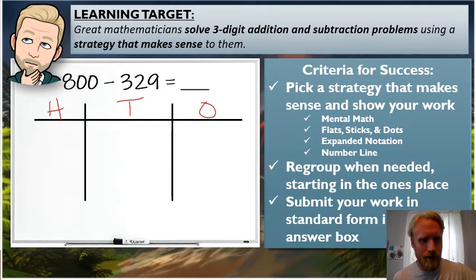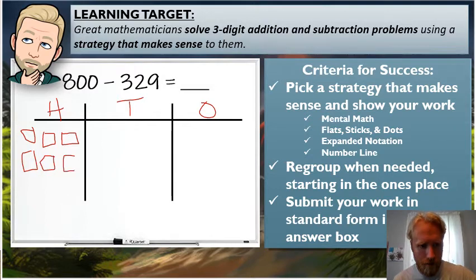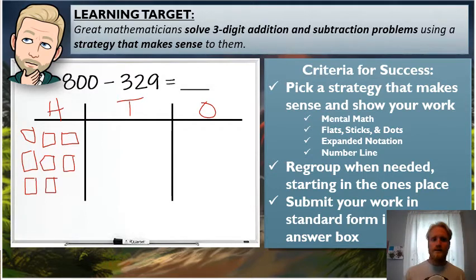Right? Draw 800. So 1, 2, 3, 4, 5, 6, 7, 8. All right, so 800s. So now I'm going to take away 329. And what place value do we start out with when we are subtracting? Yeah, so we start in the ones place. I don't have anything in the ones place. So that means I definitely have to regroup.